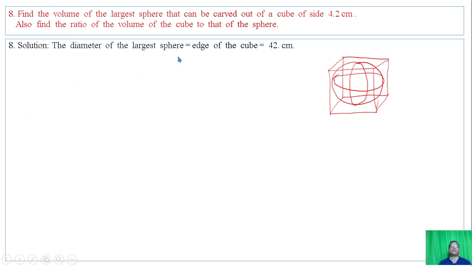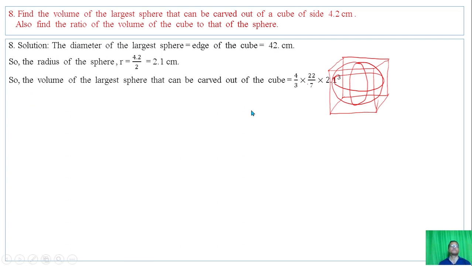The diameter of the largest sphere is the edge of the cube, that is 4.2 centimeter. Then the volume of the largest sphere that can be carved out of the cube is 4 by 3 pi r cube, where r is 2.1. Simplify, we have 38.81 centimeter cube.